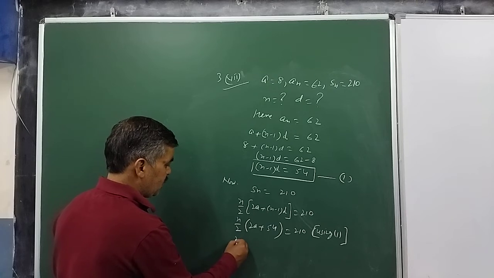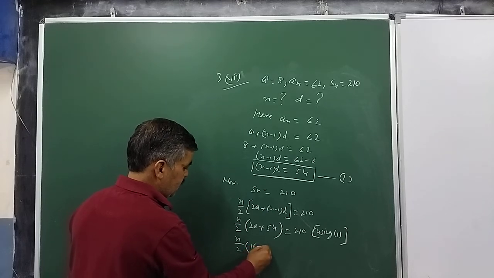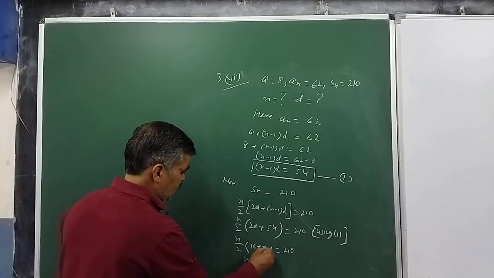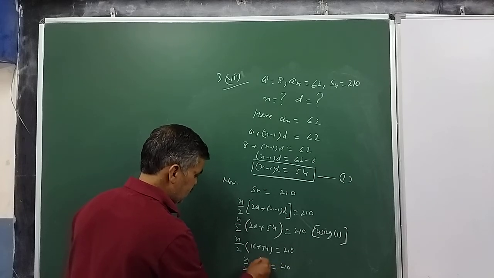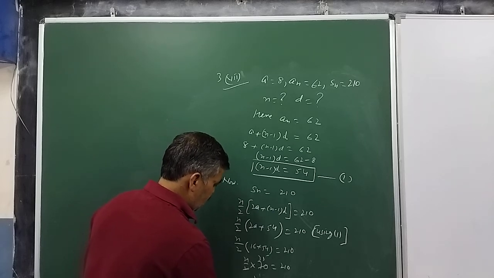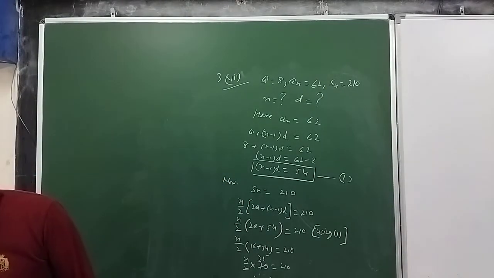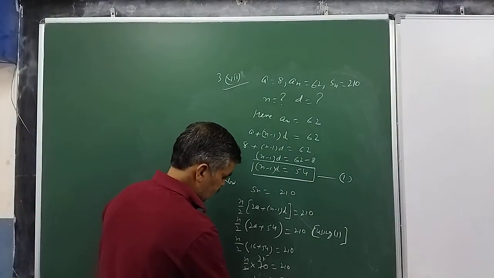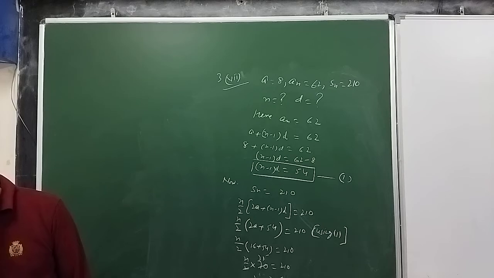So what I can do is n by 2, 2a, a is 8, 2 times 8 is 16, plus 54 is equal to 210. So n by 2 into 70 is equal to 210. This is 35. So n is equal to 210 upon 35. So that comes is equal to 6. So n is equal to 6 will be there.